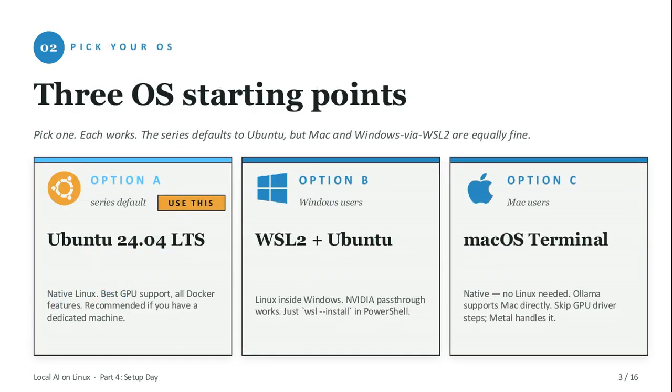So, 3 valid starting points. If you've got a dedicated machine, Ubuntu 24.04 is what the series defaults to. Native Linux, cleanest GPU story, every Docker feature works out of the box. On Windows, WSL2 with Ubuntu is genuinely solid. One WSL install in PowerShell and NVIDIA pass-through just works. And on a Mac, you don't need Linux at all. The terminal is already Unix. Ollama runs natively and Metal handles acceleration, so you'll skip the NVIDIA steps entirely.